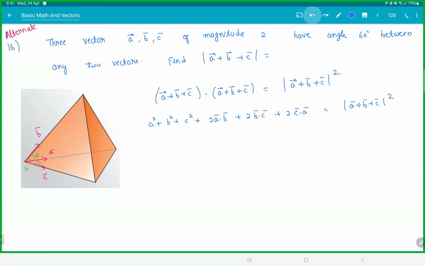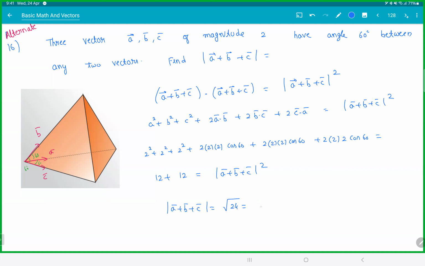You said all vectors are of magnitude 2. So this is 2 square, 2 square, plus 2 square. What is 2AB? 2 into 2 into 2 into the cosine of the angle between them, cos 60. This is 2 into 2 into 2 into cos 60, and this is again 2 into 2 into 2 into cos 60. This is 4 4 4, that is 12. Cos 60 will cancel with the 2, so that is another 4 4 4, that is another 12. That is mod A plus B plus C whole square. So the magnitude of A plus B plus C is root 24, which is 2 root 6.